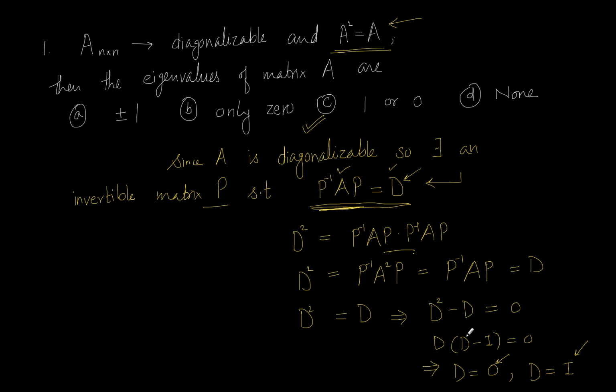So just simplify it. You will get the diagonal matrix D as either a zero matrix or an identity matrix. That means the eigenvalues of D will be either 0 or 1. And we know that similar matrices have same eigenvalues. So the eigenvalues of D will be same as A. So that means A will have eigenvalue 1 or 0.